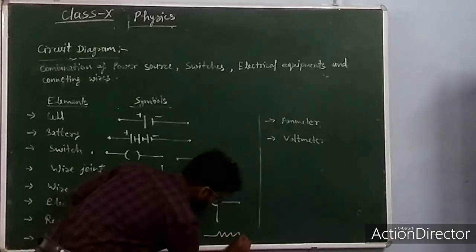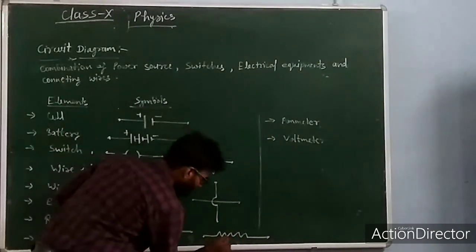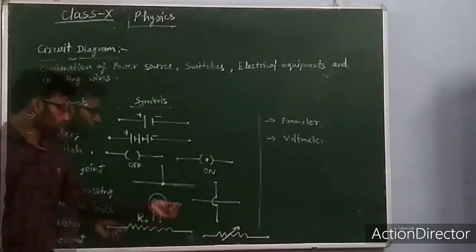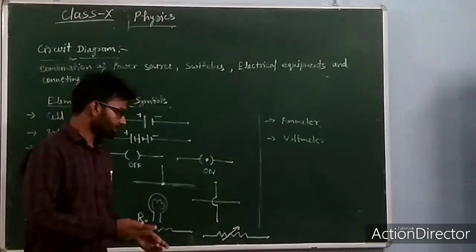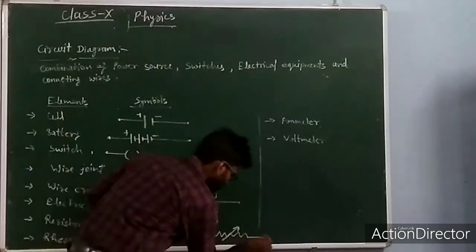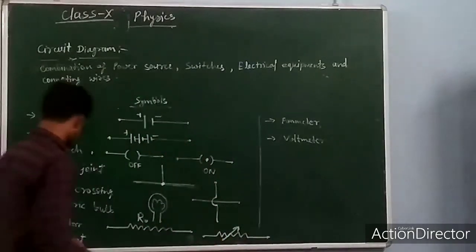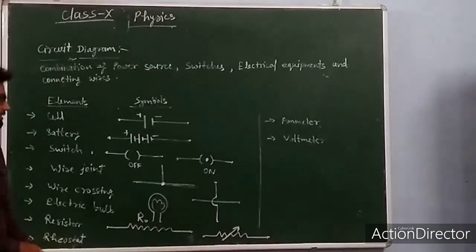We will represent it. This is the symbol of resistor. Now we will put one arrow here. What is the meaning of this arrow? The meaning of this arrow is that the value of resistance is varying, right? So this is the symbol of rheostat, also called a variable resistor.